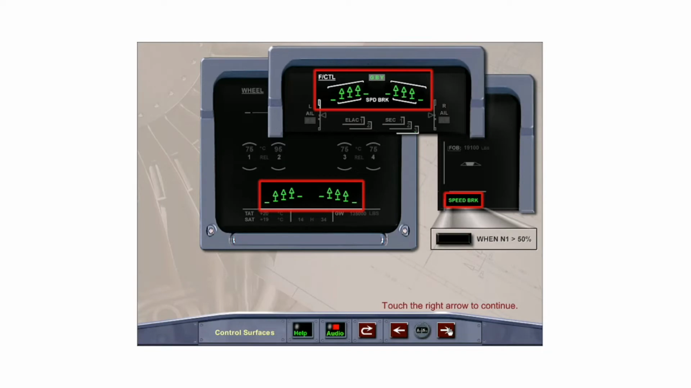Speed brake position is displayed on the ECAM flight control page and is duplicated on the ECAM wheel page. The message SPEED BRAKE appears in the memo section of the upper ECAM when the speed brakes are extended. It flashes amber when engine N1 is greater than 50%.